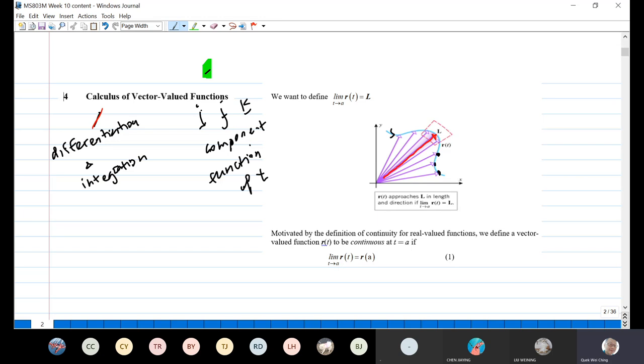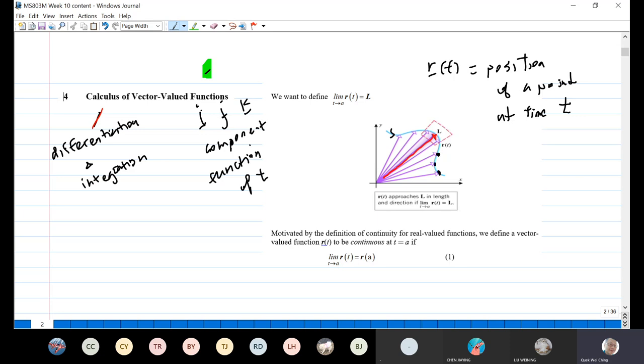So that is why we can define the limit of r(t). In this case, r usually represents the position of a point at time t. So r(t) represents the position of a particle, whatever it is, the position of a point at time t. So how do you represent the position of a point at time t?